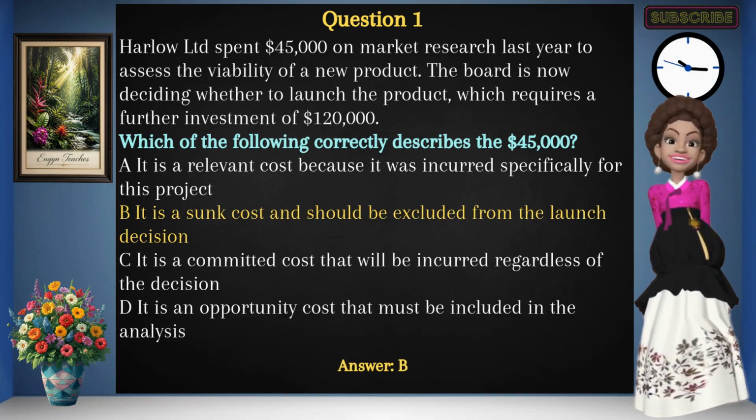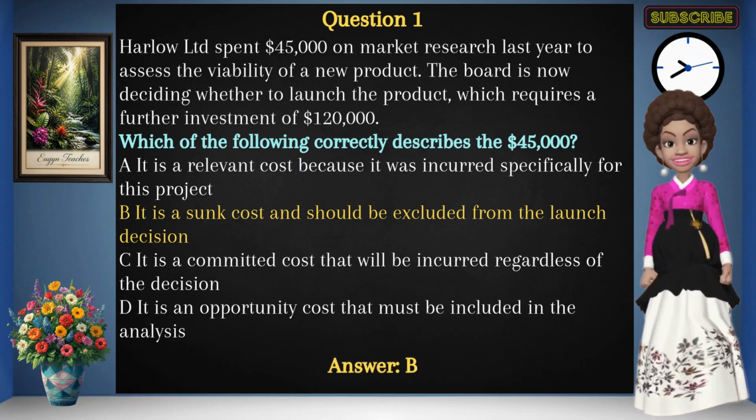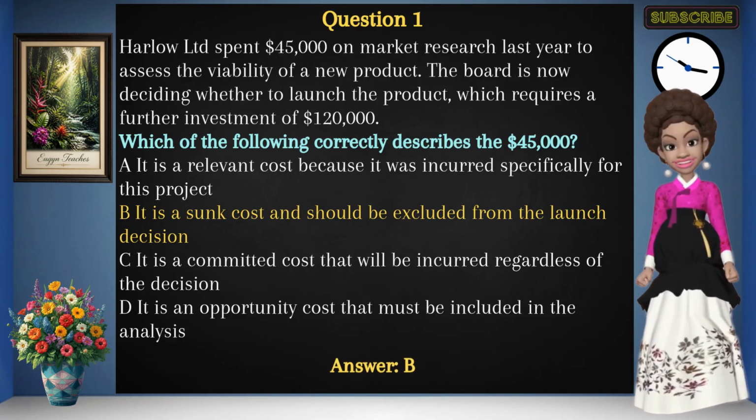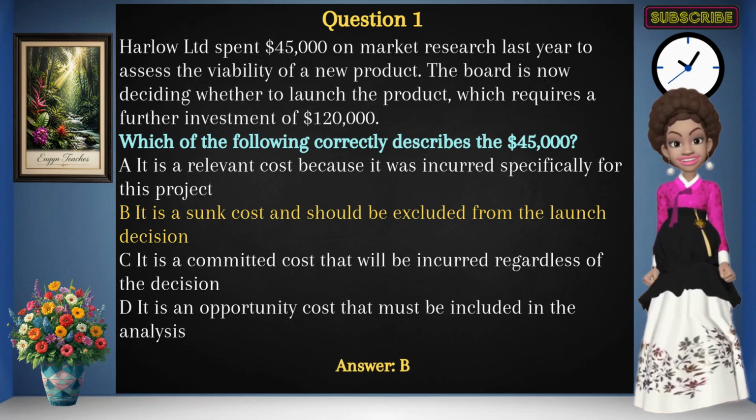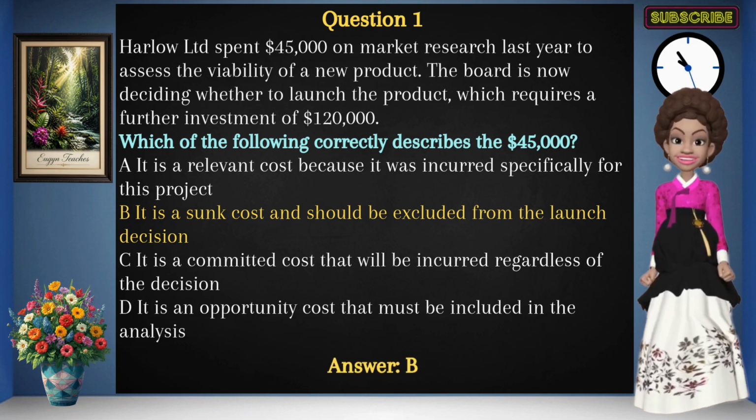The correct answer is B. The $45,000 was spent last year. It is a past irrecoverable cost. Whether the company launches the product or abandons it, that $45,000 cannot be recovered. Sunk costs do not satisfy the futuristic condition for a relevant cost and should be excluded. The only relevant figure here is the future investment of $120,000.